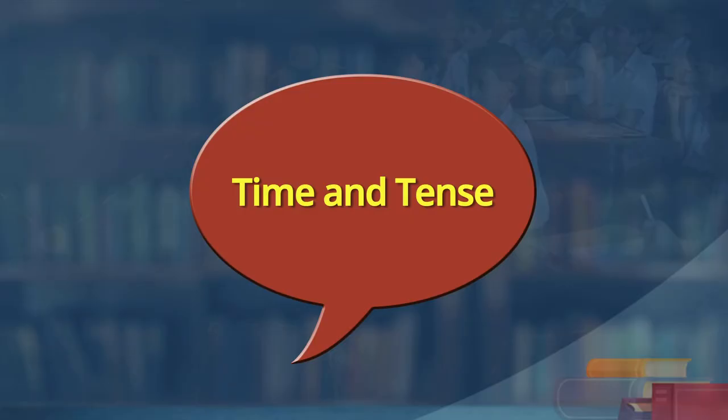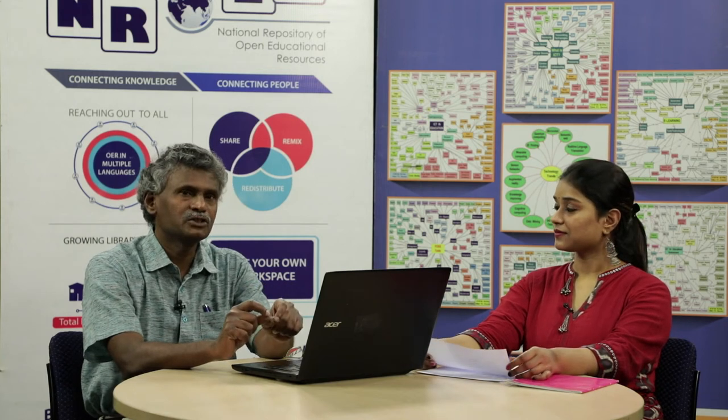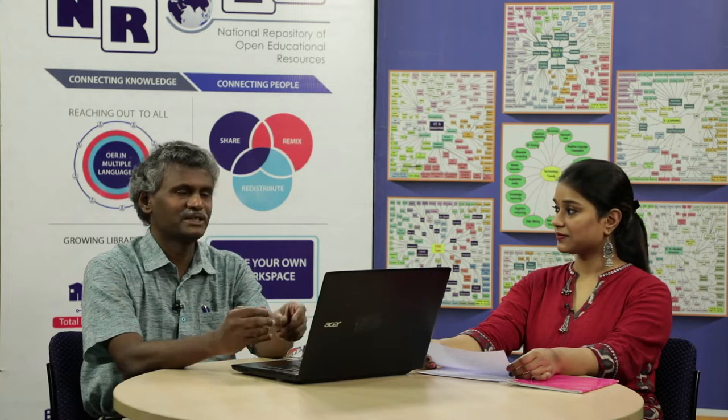Let's not bother about the name. It's called simple present tense. So it's present time. So we have titled it time and tense. We speak with reference to time. We use language in the context of time. I will say I am sitting with Kriti. I will not say I was sitting with Kriti. That denotes past tense.